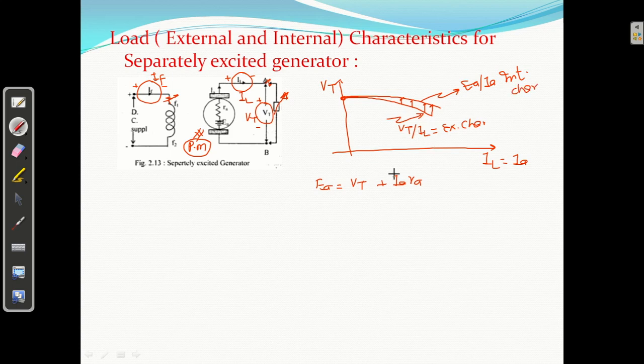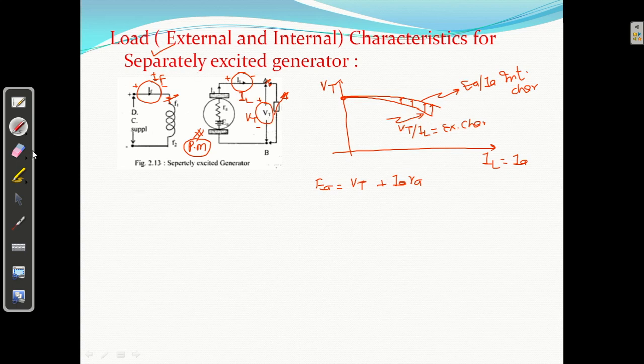So please be careful about it. This is the external and internal characteristics we have. This is for the separately excited generator, right? So this is the characteristic we will get, that is external, and this is the internal characteristic. This is for the separately excited generator.